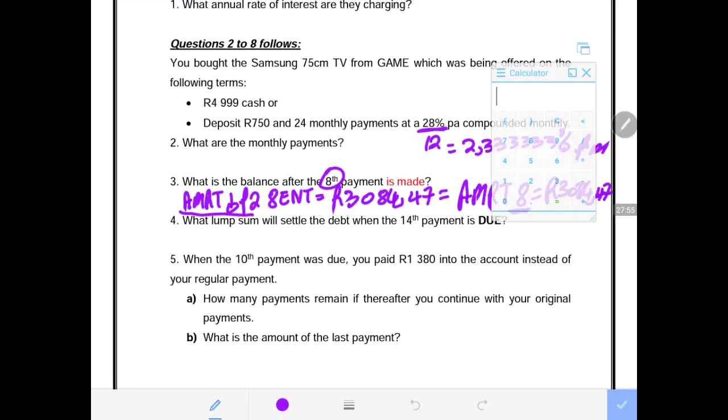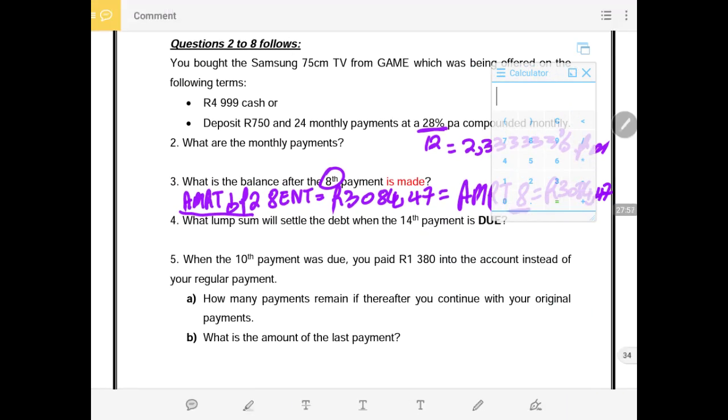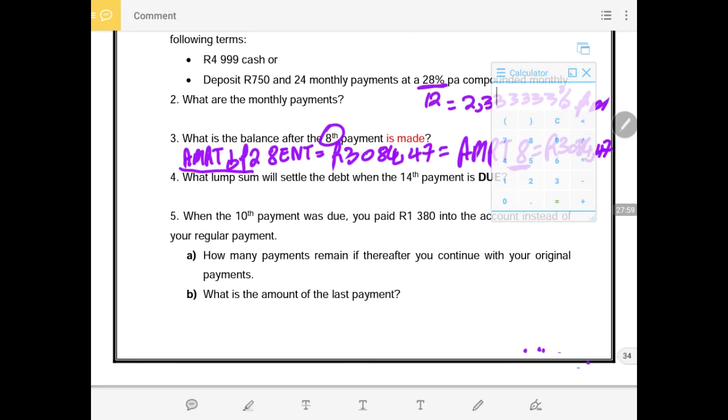Number 5 has given us some lovely information once again. Remember, our calculator screen is not cleared as yet. We still know that our calculator kept the memory. Now, if you have cleared your screen, then you need to go back and calculate that PMT of 233.22.